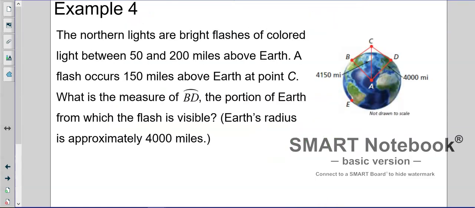Then last but not least, the northern lights are bright flashes of colored light between 50 and 200 miles above Earth. A flash occurs 150 miles above Earth at point C. What is the measure of BD, which is right here, arc BD, the portion of the Earth from which the flash is visible? Earth's radius is approximately 4,000 miles. So that's here and here. Okay? And then the distance from A to C is 4,150.